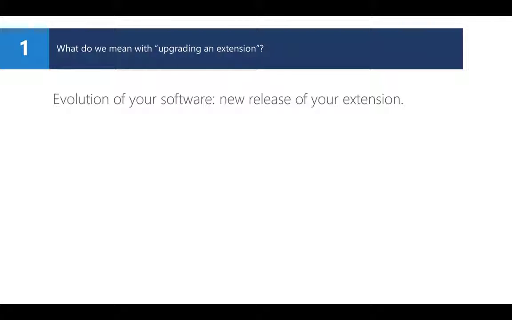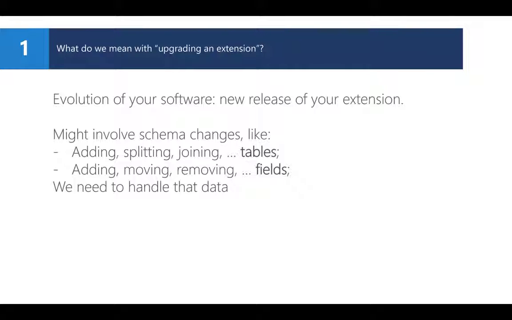In the lifecycle of software, you usually have multiple versions, basically multiple consecutive releases that you want to deploy to your customers. In terms of Dynamics 365, this means you want to publish a new version of your app to customers that already have it. Now, it is very common that a new version of your software has changes to the database schema. You might have added or changed tables, or added, moved, or changed fields, or even more complex, you might have split one table into multiple tables, or vice versa. In most of these cases, the data needs to be handled.